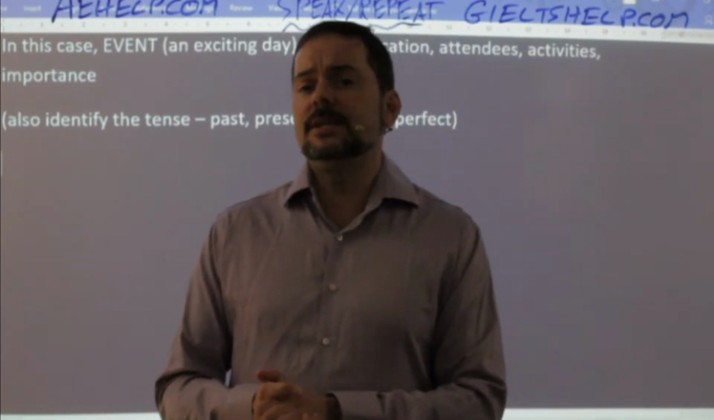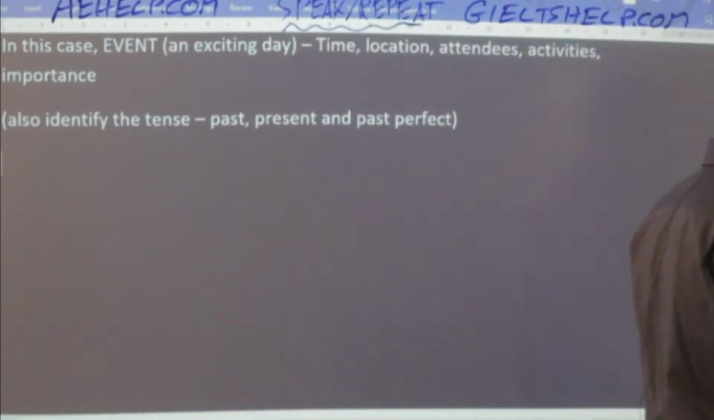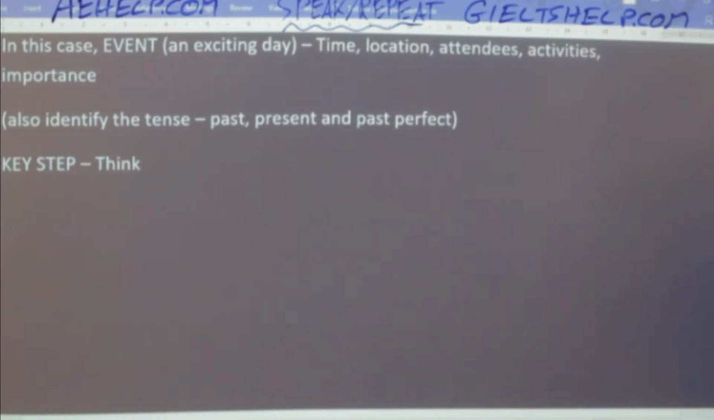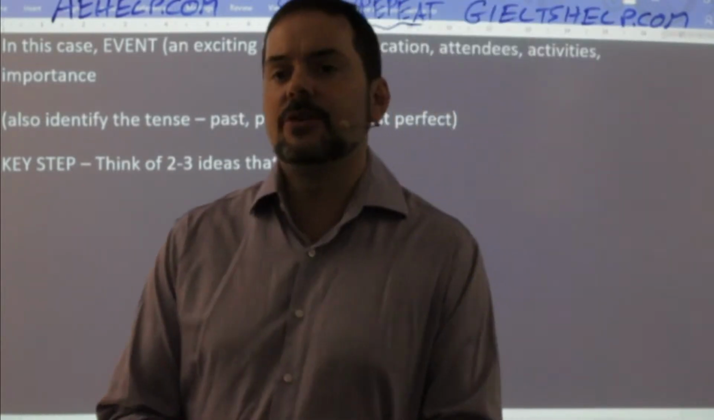Okay, so Jainil says, think about 2 to 3 good ideas. And yeah, so this is the key step. Okay, so think of 2 to 3 ideas. What should they be so that you have a good answer? Okay, and you're right.